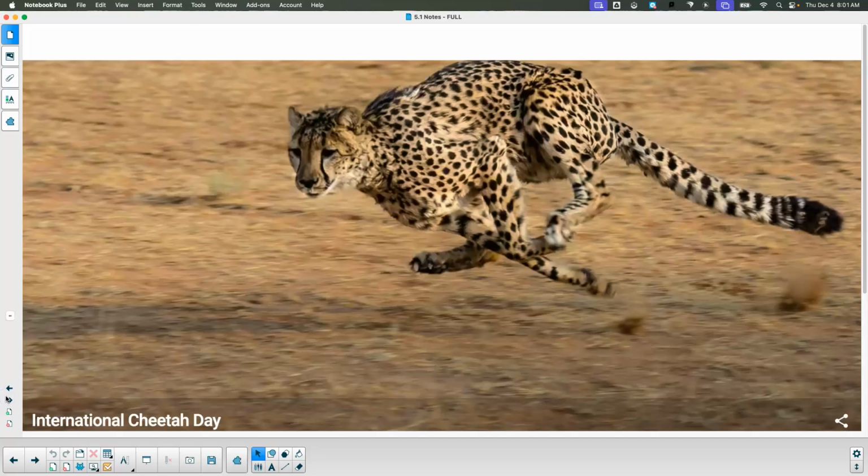Oh, I like this, today's International Cheetah Day. I put it on the next slide because I wanted a big picture of the cheetah. Okay? The day of the cheetah. Meow. I don't know if the cheetah says meow or not, but it's a cat, so we're going with it.